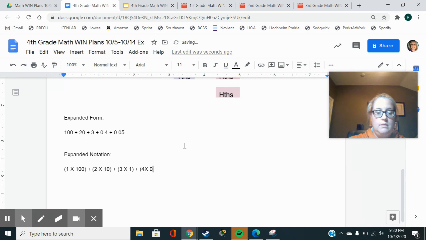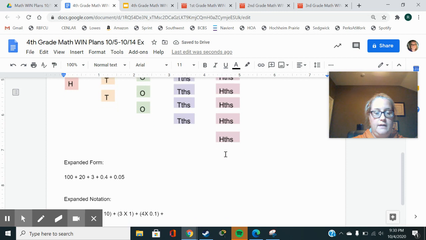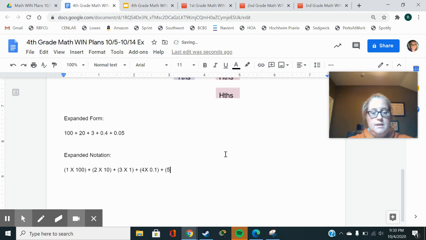So I'm going to put 0.1, close my parenthesis, plus, now I'm going to look at my hundredths. 1, 2, 3, 4, 5. So open parenthesis 5 times 0.01. And that's how I'd represent 1/100ths. Now, if I were to actually multiply all of these numbers, I would get back to my expanded form. So let's see if that actually works.